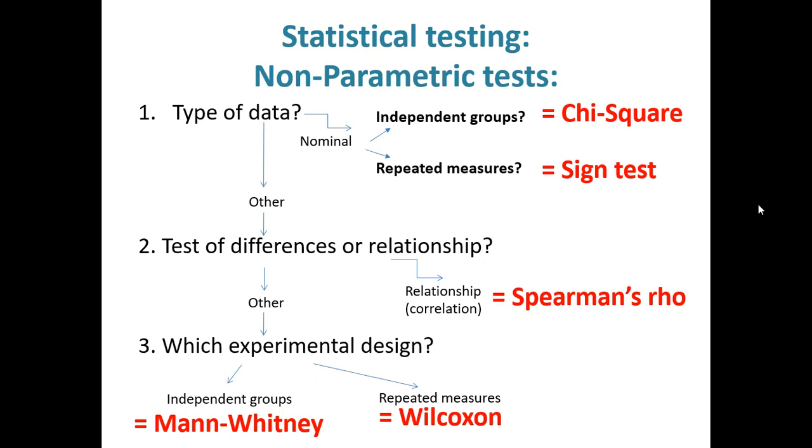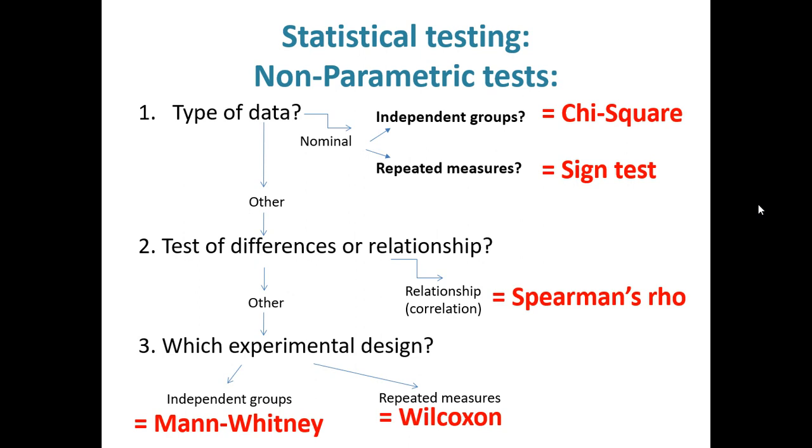If you have a correlational test, you will use Spearman's. If that's for ordinal data, you will use a Spearman's test for a correlation. If you have ordinal data and you are looking for a difference, you will use a Mann-Whitney test if you have independent groups, and you will use a Wilcoxon test if you have related data, so matched pairs or repeated measures. So nominal data, it's chi-squared and sign test.